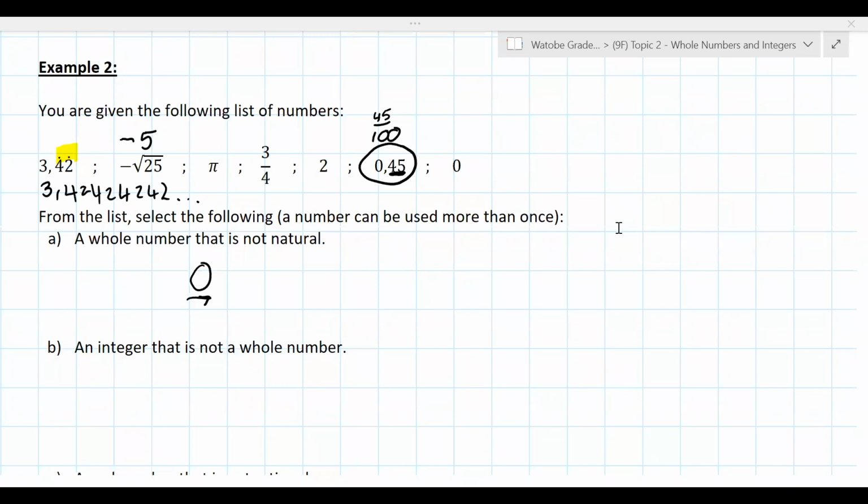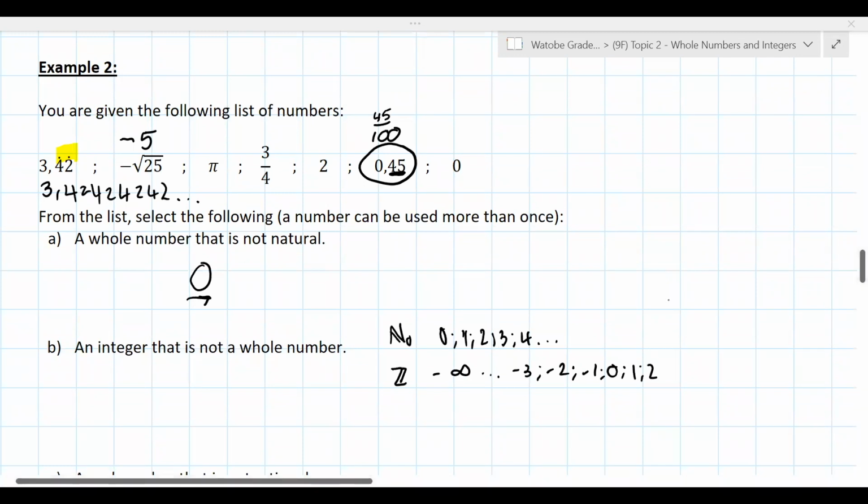Remember, whole numbers go 0, 1, 2, 3, 4, and so they keep going. Integers from negative infinity, so -3, -2, -1, 0, 1, 2, all the way up to positive infinity. So think about that. Which one is an integer but not a natural number? Not a whole number, sorry. Zoe, do you want to tell us?